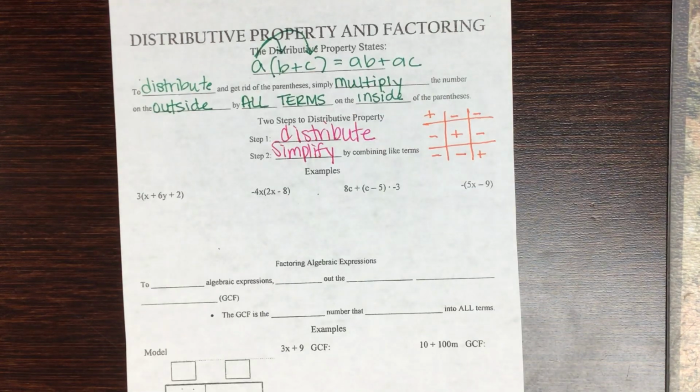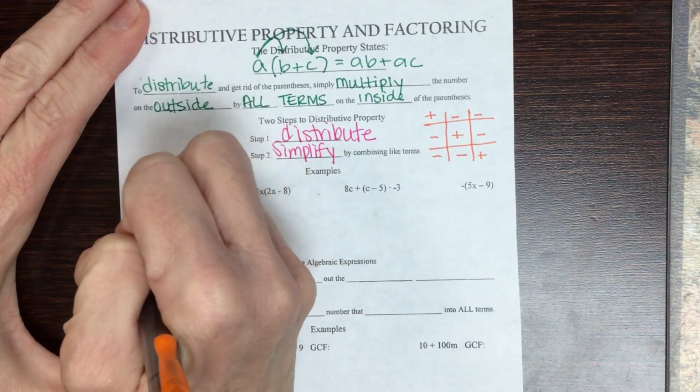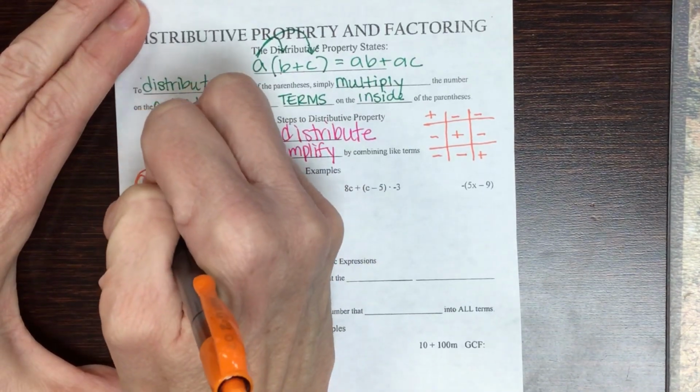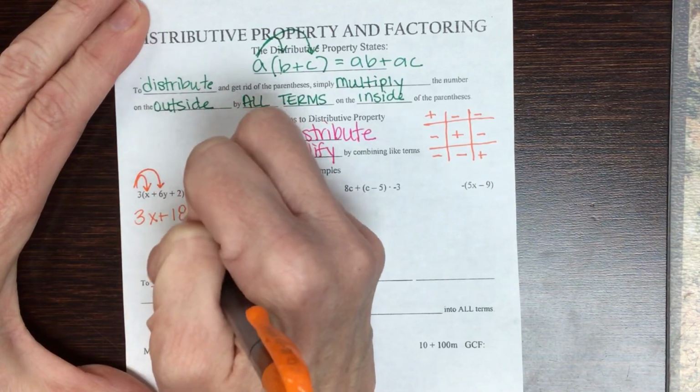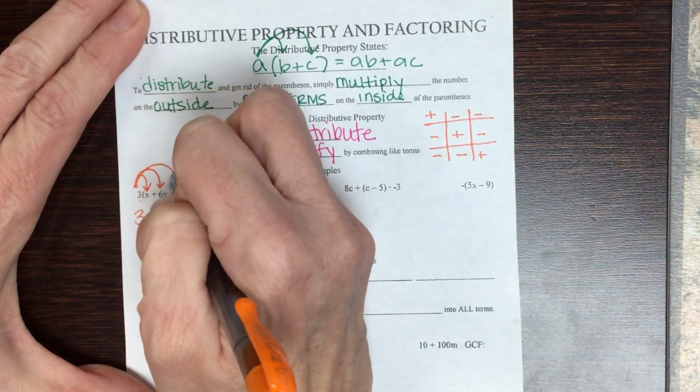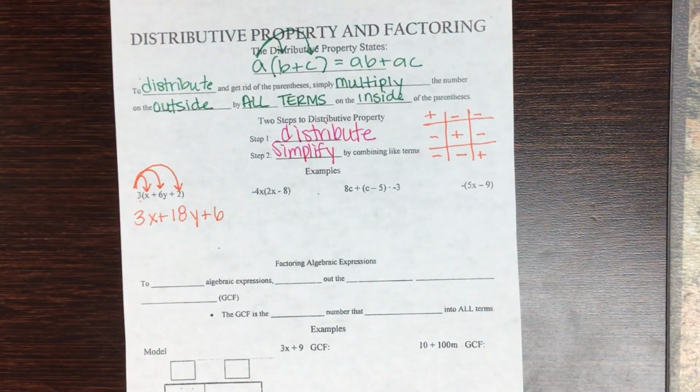All right, so the first step was we multiply or we distribute what's on the outside, and we're going to distribute what's inside. We're going to multiply by inside. So we have 3 times x gives me 3x. 3 times 6y gives me a positive 18y. And 3 times 2 is 6. All right, step 2 was to simplify. I can't simplify anything else. Neither of these 3 terms, I can't combine anything. Okay, so I'm stopping.